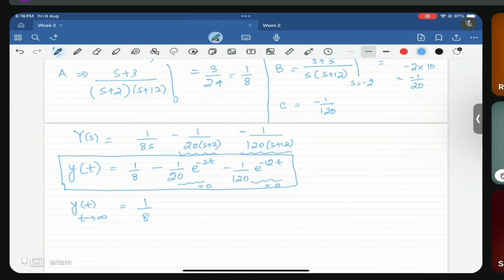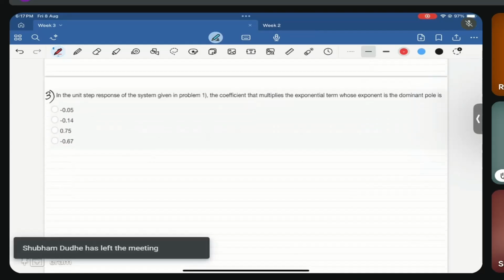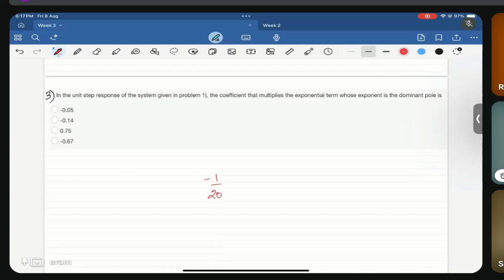What was the dominant pole? Minus 2. It was minus 2. So corresponding to the minus 2 pole, what is the exponential? The exponential is this term, right? And what is the coefficient of this exponential? The coefficient is minus 1 by 20, this term, right? So the answer is minus 1 by 20. So which option is it? A? Okay.